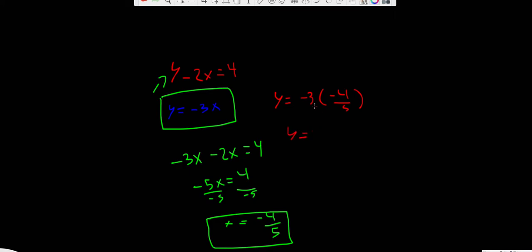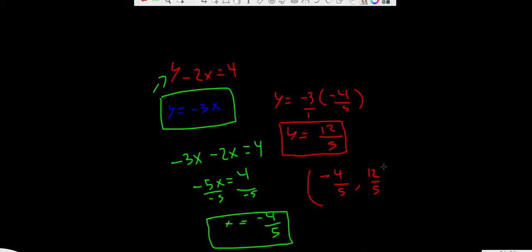So y is equal to, remember, when you multiply fractions, you just multiply the top and the bottom. So we get negative 3 times negative 4 is 12. 1 times 5 is 5. 12/5. And always check to see if you can simplify the fractions. In this case, we can't simplify any of them, so we just leave it as that. So our point of intersection for these two lines is negative 4/5 and 12/5.